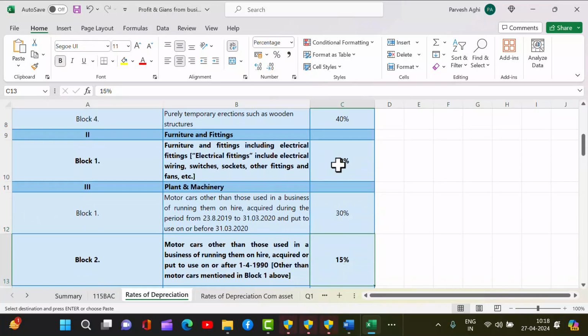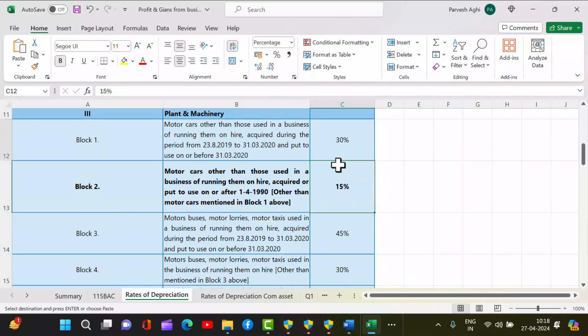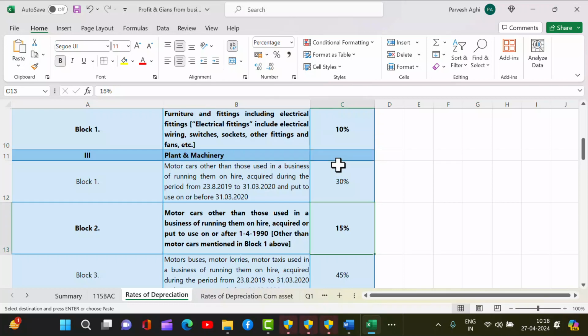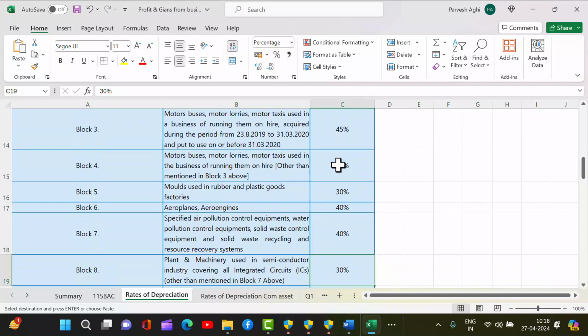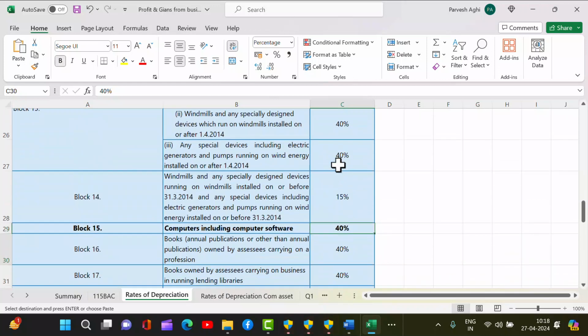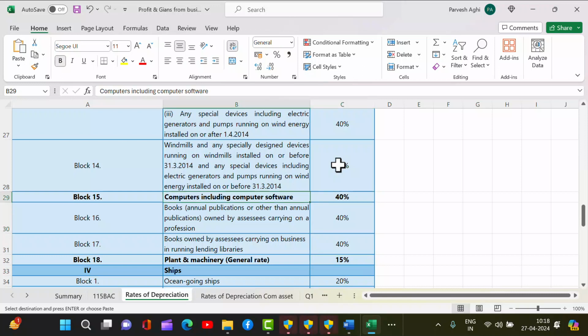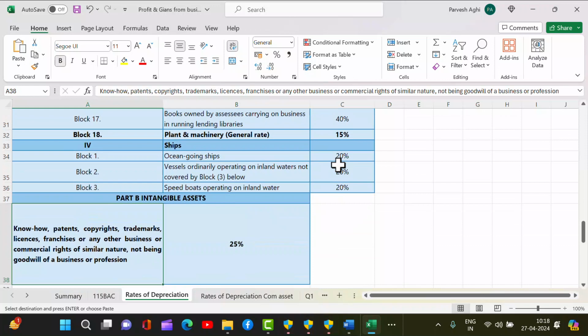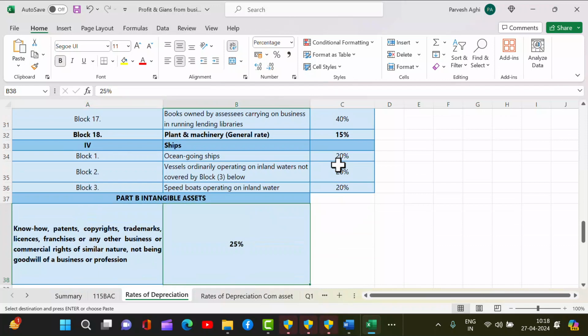Now, plant and machinery is the third item here. There are various kinds of assets, which can be motor cars, plant and machinery, or computers. So there are many blocks here; you can see there are about 18 blocks. Notable blocks are computers, where the depreciation is 40%. Plant and machinery general rate is 50%, block number 18. Similarly, ships are classified under various blocks. For intangible assets like copyrights and everything, the rate of depreciation is 25%. All these rates are given under the income tax.